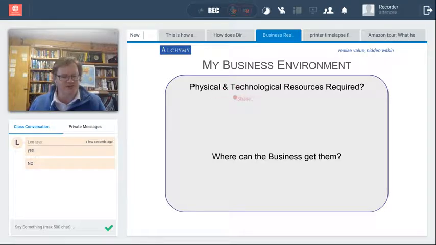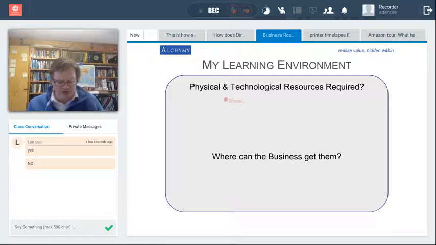What are the technological or physical resources required? And where can you get them? What are the resources required and where can you get them? So if I'm running an educational business, what are the technological or physical resources required? Well, I probably need display equipment. And if I'm doing this online, I need access to an online classroom capability, just like this one, which is WizEQ.